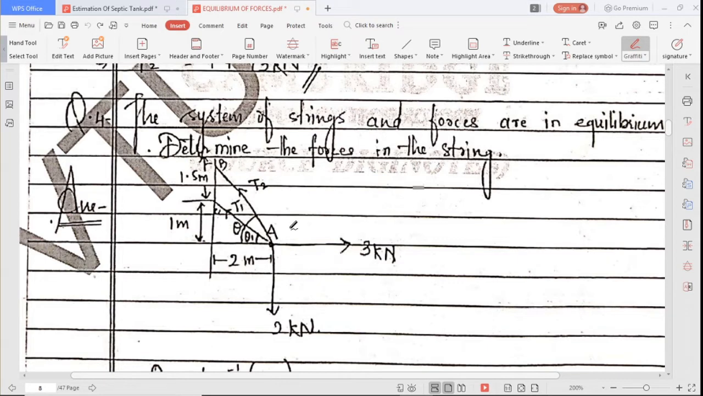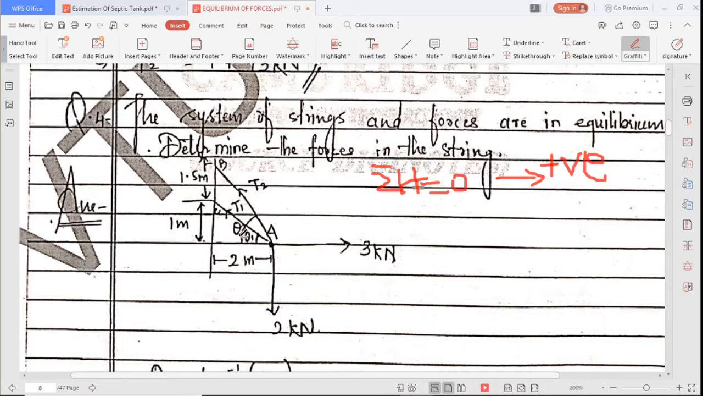So we can't use Lami's theorem here, but we can use the concept of equilibrium of forces. As it is in equilibrium, what were the conditions of equilibrium? Summation of all the horizontal forces equal to 0, summation of all the vertical forces equal to 0. So apply this condition. How to apply? So summation of all the horizontal forces is equal to 0, taking left to right as positive.